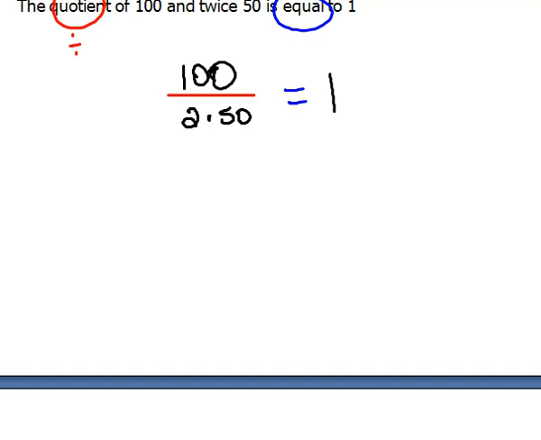And what does it equal? 1. Now we could rewrite this if we wanted to as 100 over 2, and instead of a multiplication symbol we could say parenthesis 50. That means 2 times 50 equals 1, and that is in fact a true statement.